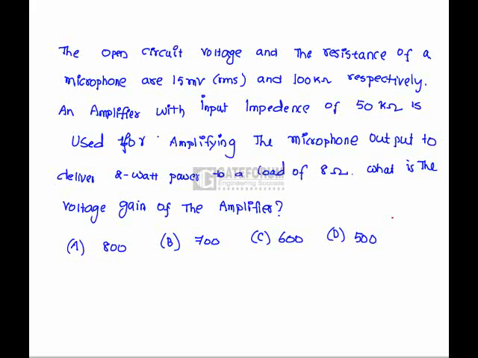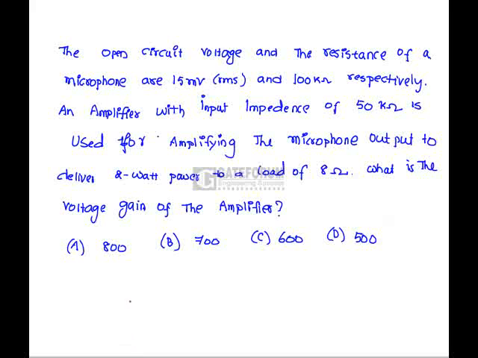The open circuit voltage and the resistance of a microphone are 15 millivolts RMS and 100 kilo ohms respectively. An amplifier with input impedance of 50 kilo ohms is used for amplifying the microphone output to deliver 2 watt power to a load of 8 ohms. What is the voltage gain of the amplifier?